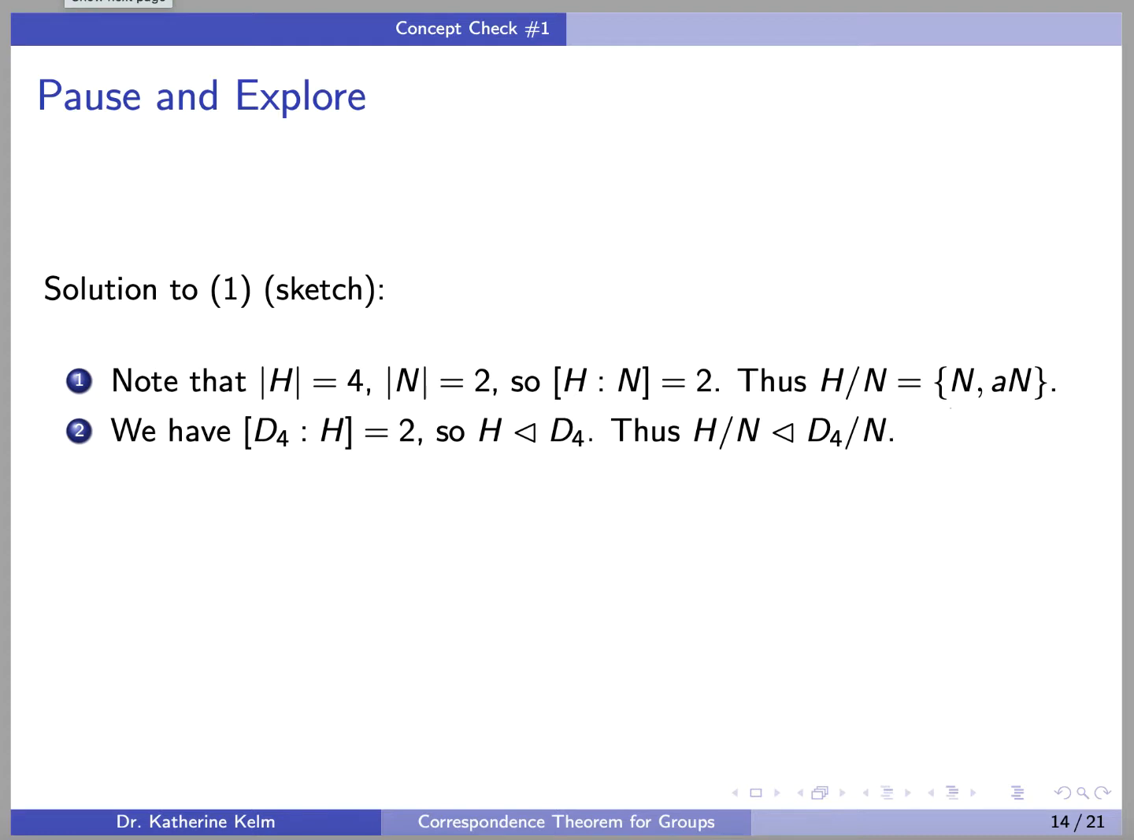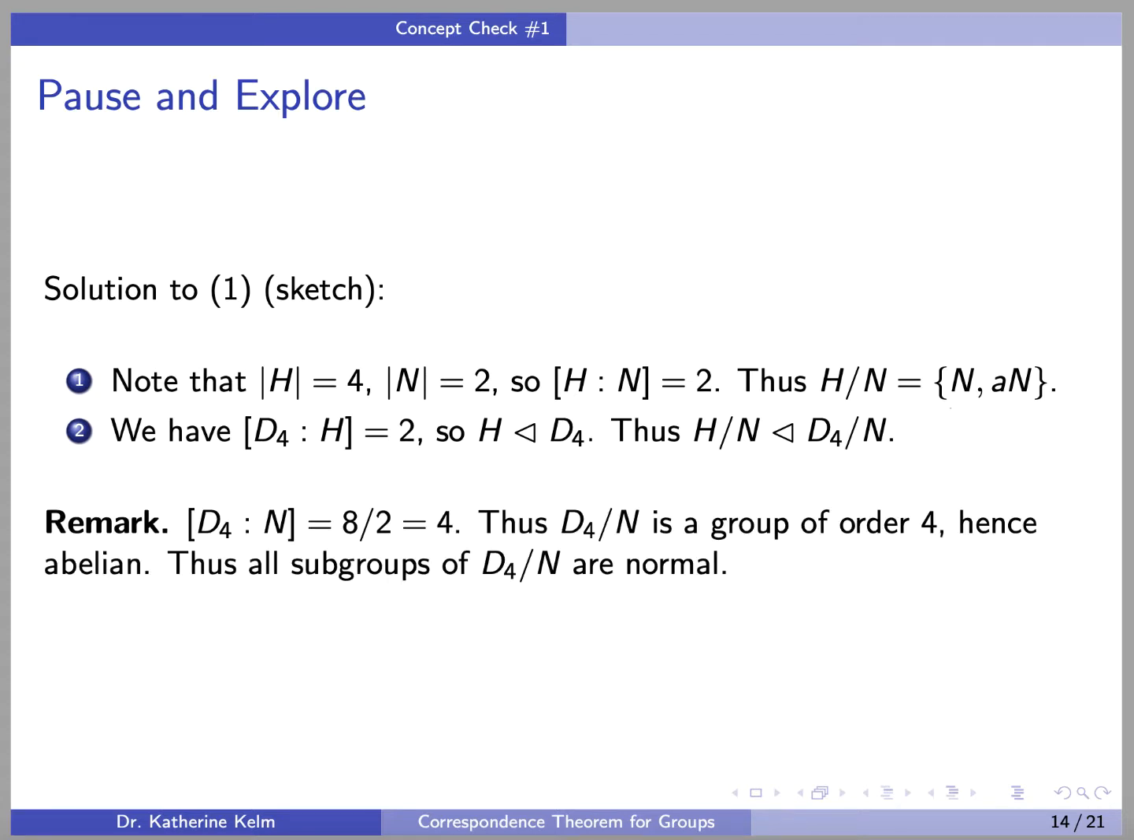For part 2, I claimed that H mod N is normal in D4 mod N. We can see that the index of H in D4 is also 2 because D4 is of order 8 and H is of order 4. So by the index 2 theorem that says that any subgroup of index 2 is normal, H is normal in D4. Thus, by the correspondence theorem, H mod N must be normal in D4 mod N.